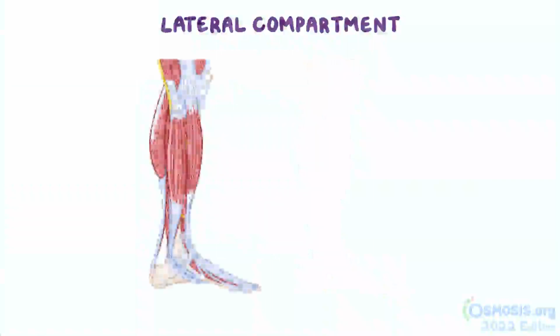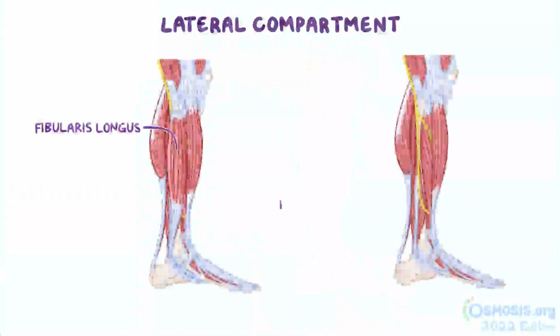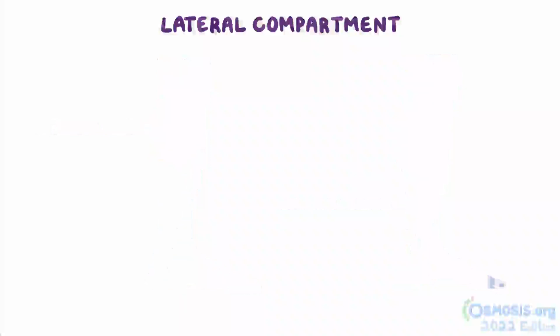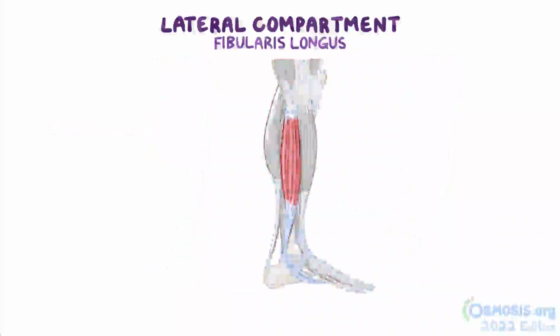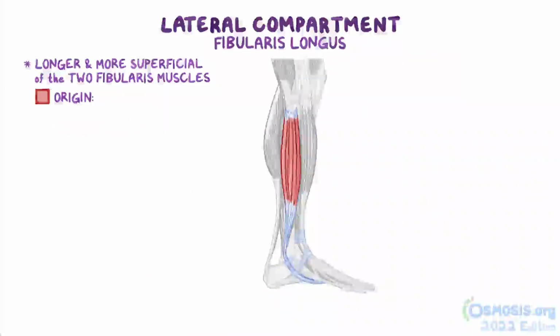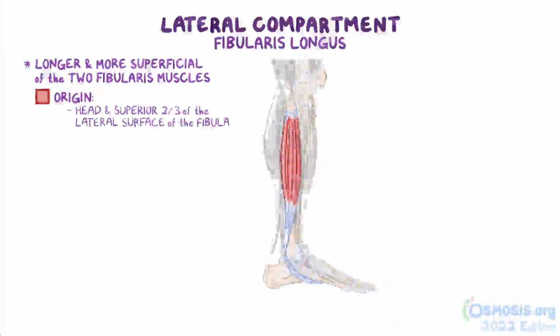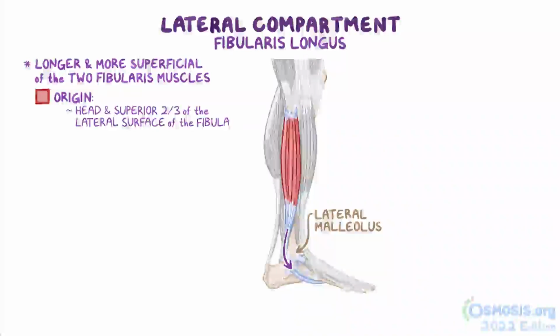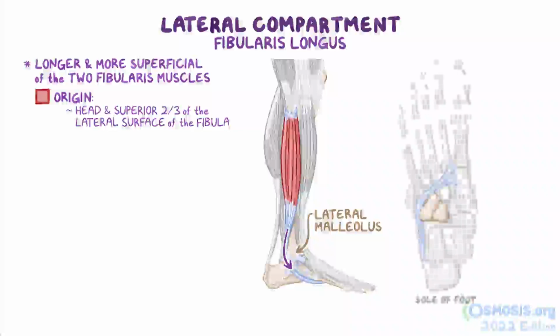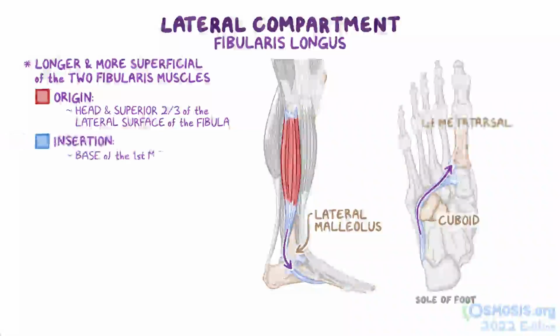The lateral compartment contains 2 fibularis muscles, longus and brevis. The fibularis longus, as its name suggests, is the longer and more superficial of the 2 fibularis muscles. It originates on the head and superior 2/3 of the lateral surface of the fibula. From this point, it travels distally behind the lateral malleolus and deep to the inferior fibular retinaculum. It eventually enters a groove on the antero-inferior aspect of the cuboid as it crosses the sole of the foot, running obliquely and distally to reach its insertion on the base of the first metatarsal and medial cuneiform bones.